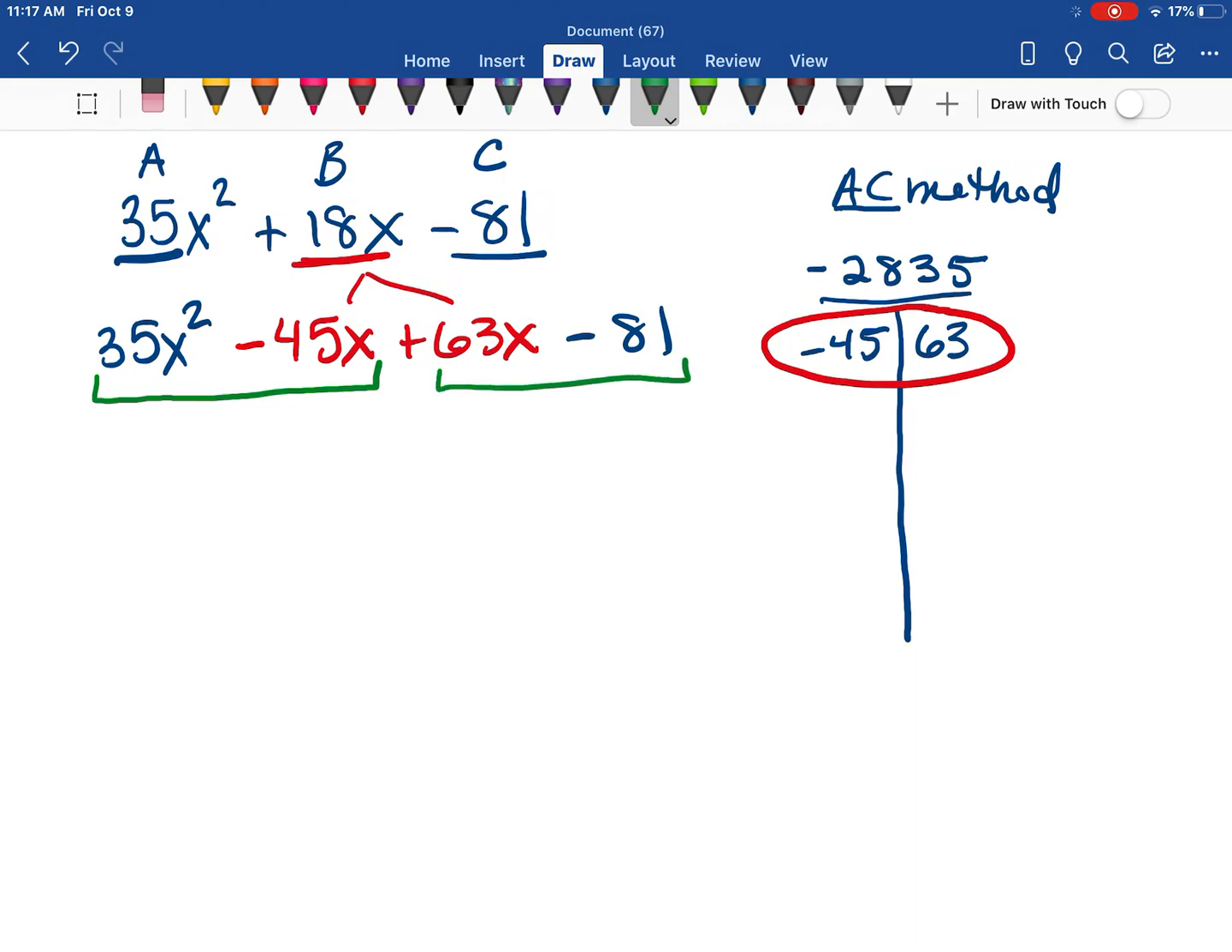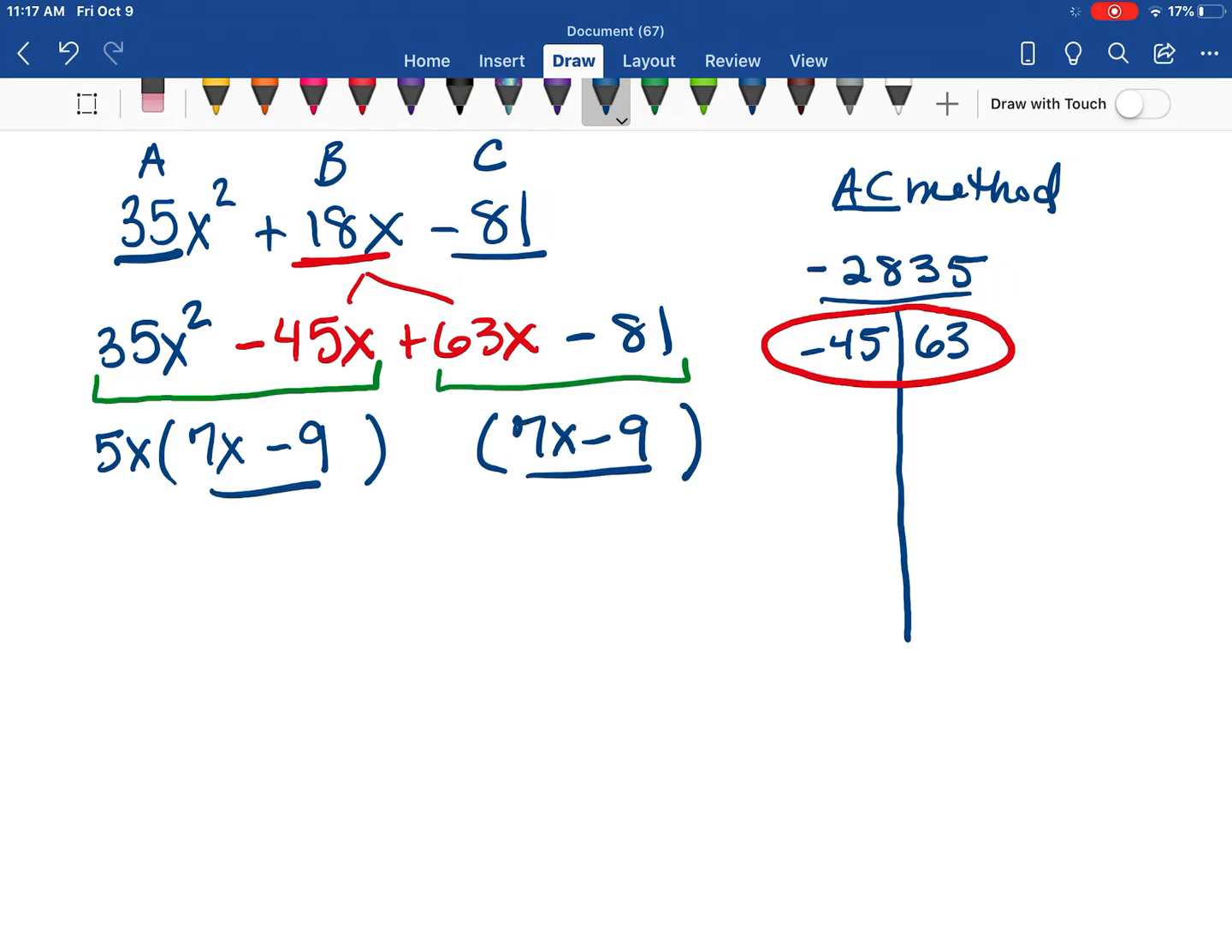So I'm going to look at these first two terms and the second two terms separately. When I look at the first two terms, what they have in common is 5 and an x. So I'm going to pull out 5x, and what would be left over would be 7x minus 9. Now, for the grouping method to work, you have to have the same set of parentheses over here. These two have to be the same.